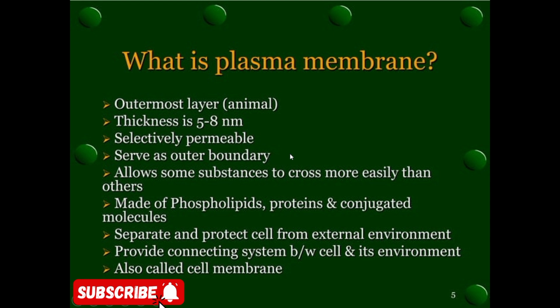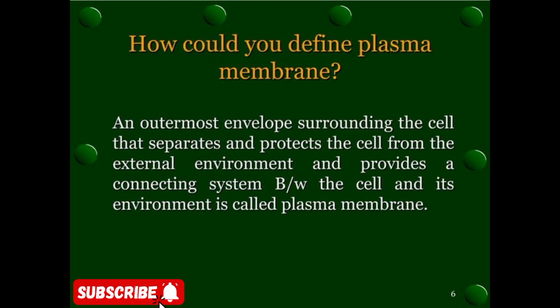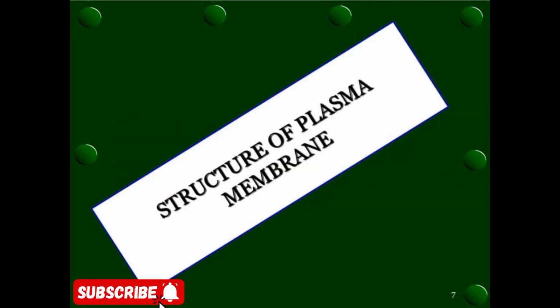It allows some substances to cross more easily than others and is made up of phospholipid, protein, and conjugated molecules. It separates and protects the cell from the external environment and provides a connecting system between the cell and its environment. Other names for plasma membrane are cell membrane, biological membrane, biomembrane, or plasmalemma. How do we define plasma membrane? An outermost envelope surrounding the cell that separates and protects the cell from the external environment and provides a connecting system between the cell and its environment is called the plasma membrane.